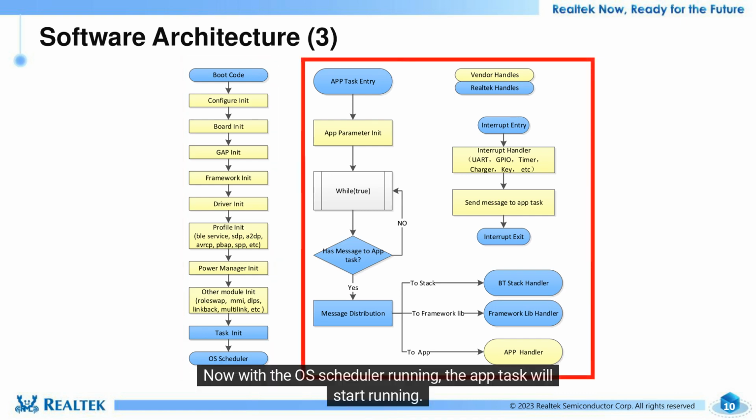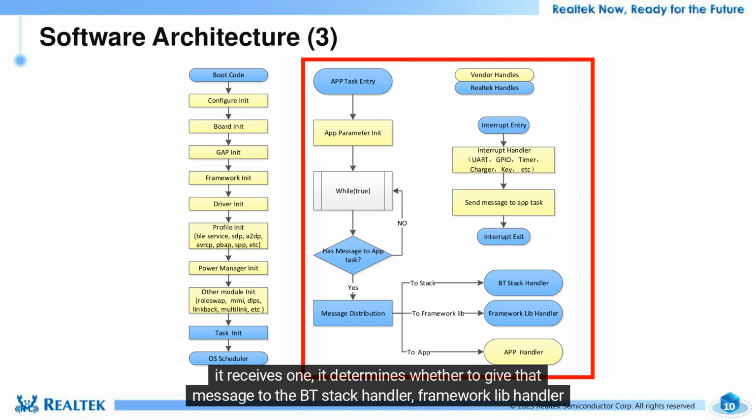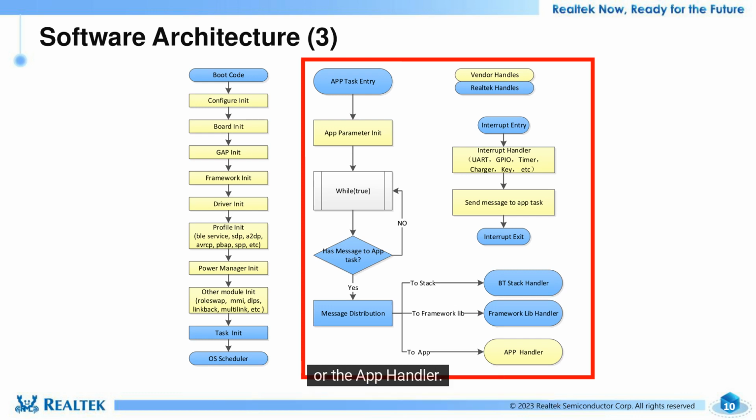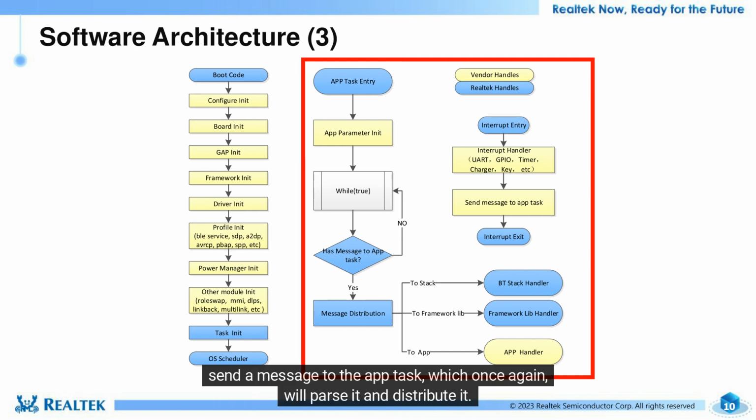Now with the OS scheduler running, the app task will start running. What it does is that it loops infinitely, waiting for messages from the application layer, and once it receives one, it determines whether to give that message to the BT stack handler, framework lib handler, or the app handler. Lastly, when there is an interrupt, for example, from UART, GPIO, or a key, then it will create and send a message to the app task, which once again, will parse it and distribute it.